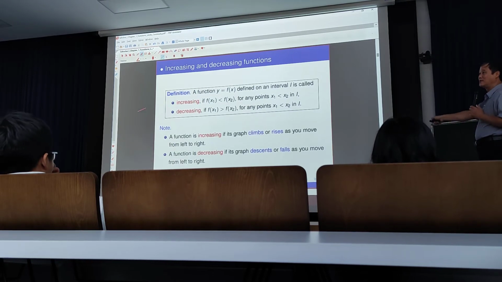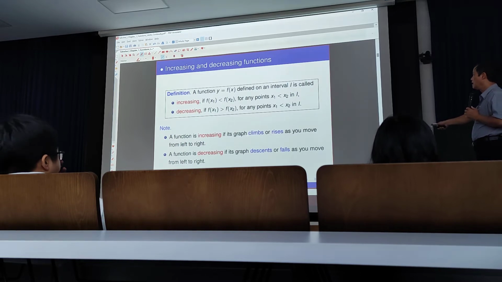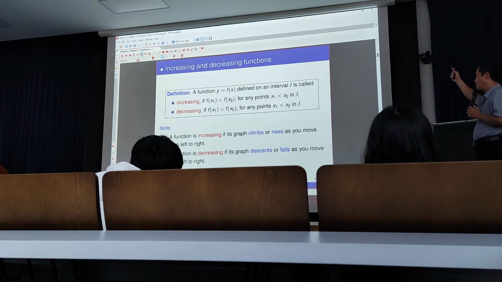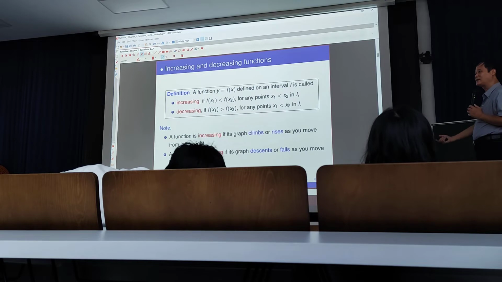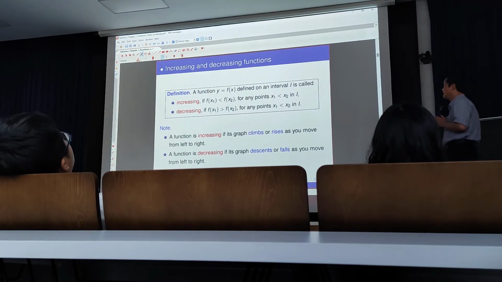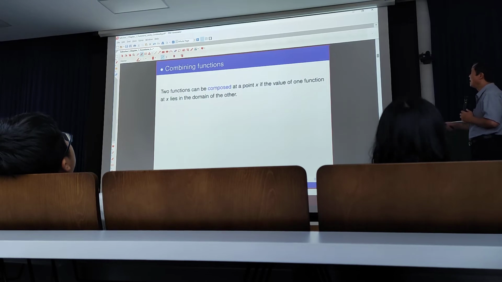Another thought to understand: increasing function, here by formula. And if we talk about the graph, it climbs up or rises up. But for a decreasing function, the graph descends or falls down. That's the picture for the graph of increasing and decreasing functions.